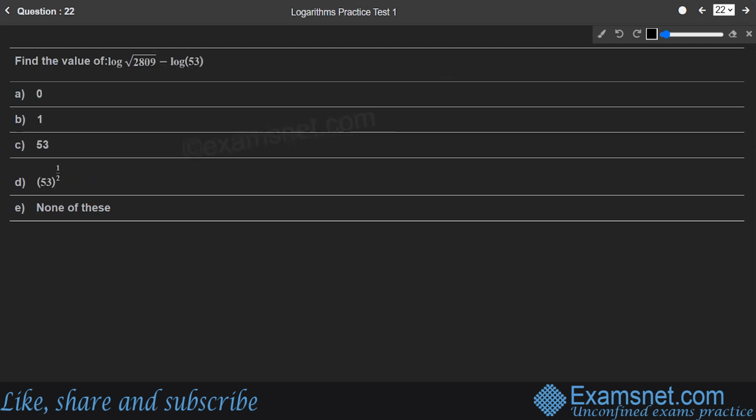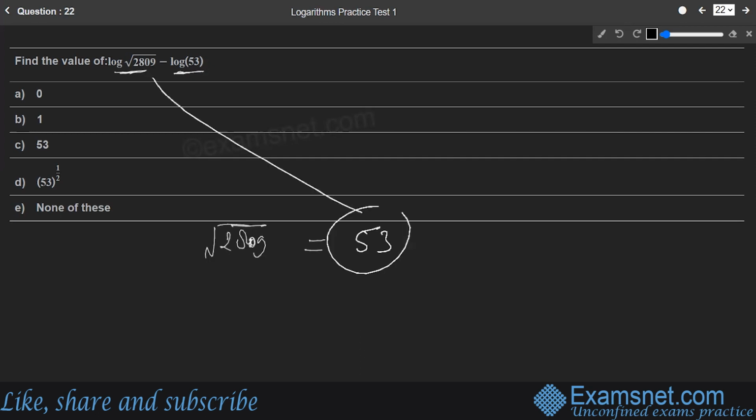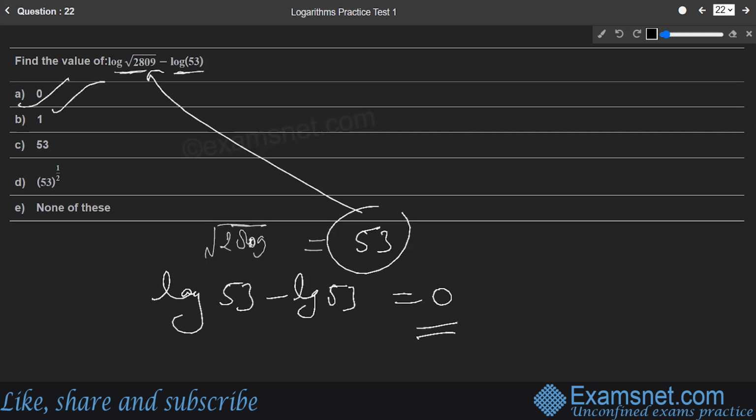Okay, the next is: find the value of log under root 2809 minus log 53. So we are supposed to solve this. First of all, let us try to find the under root of 2809. If you try to solve this using factorization, you can get the number is simply 53. Under root of 2809 is nothing but 53. So we can replace the under root of 2809 with 53. Then this becomes log of 53 minus log of 53, which is nothing but 0. So that is the right answer, option A, which says it is 0.